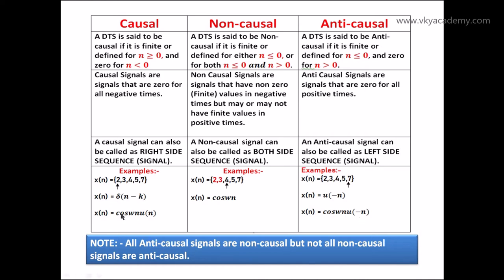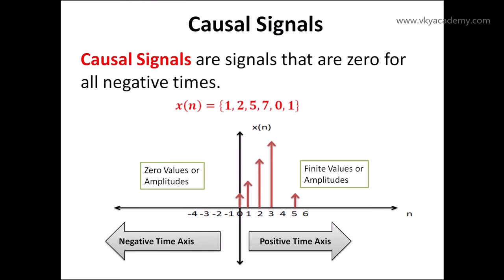Now under the causal we have one more example, x of n equal to cos omega n u of n. As we know, the unit step function u of n is a causal signal, and whenever cos omega n is multiplied with u of n, only the positive part of the cos function will appear on the graph. So this is all about the differences between causal, non-causal and anti-causal signals. And we have put a note here that all anti-causal signals are non-causal, but not all non-causal signals are anti-causal. So till now we have discussed causal, anti-causal and non-causal signals with some definitions and some examples.